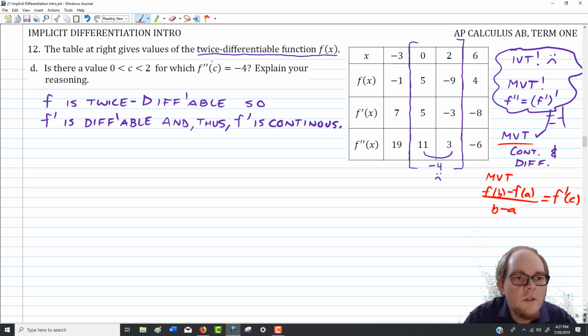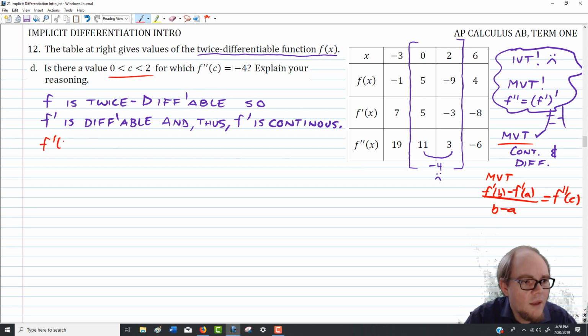But here's the thing. We're talking about the second derivative this time, f double prime. So we want to figure out an approximation for f double prime, which means we need to take the average rate of change of the first derivatives. A really subtle thing, but something that's easily possible here. And we're on the interval from 0 to 2.